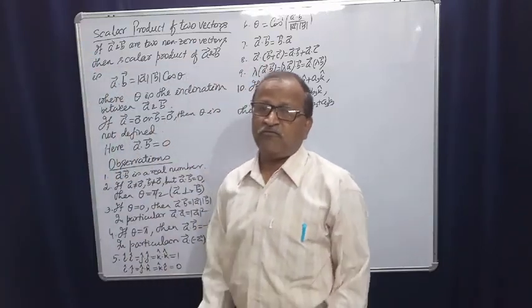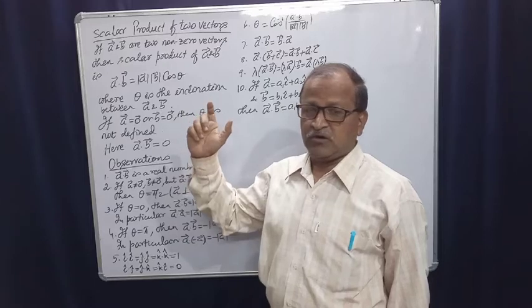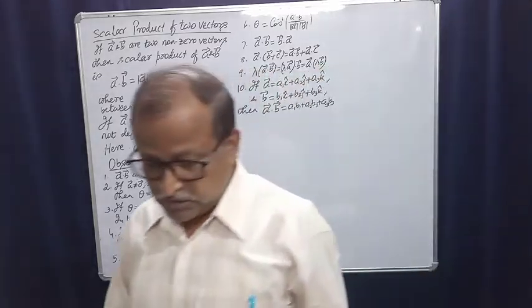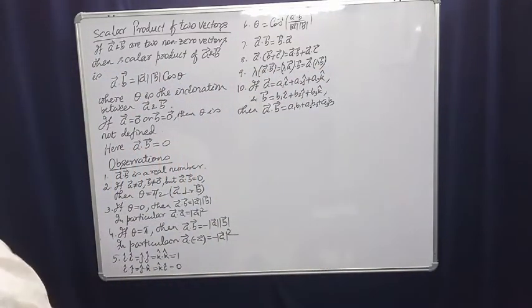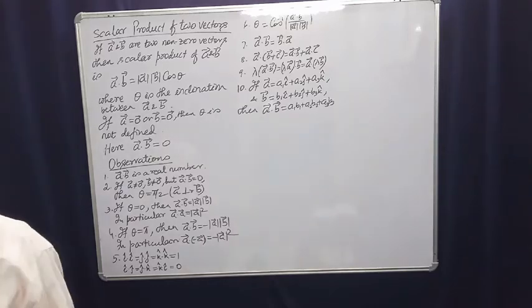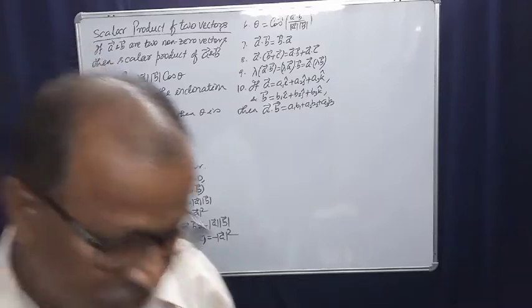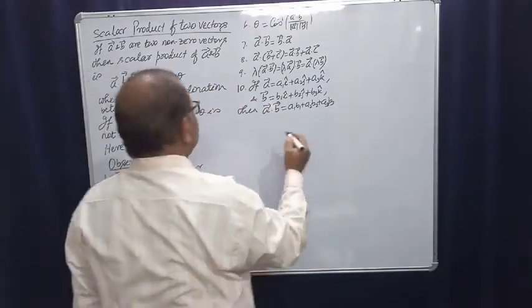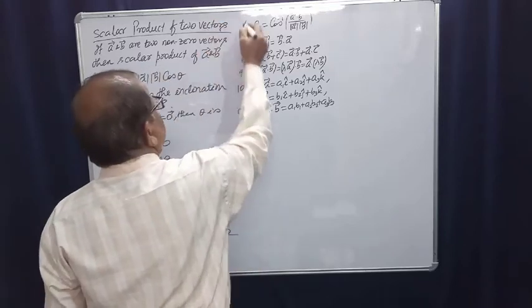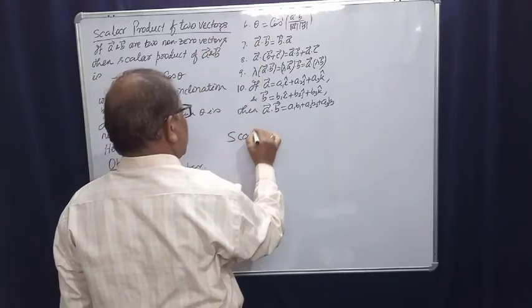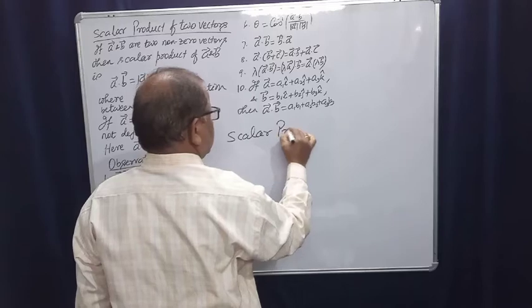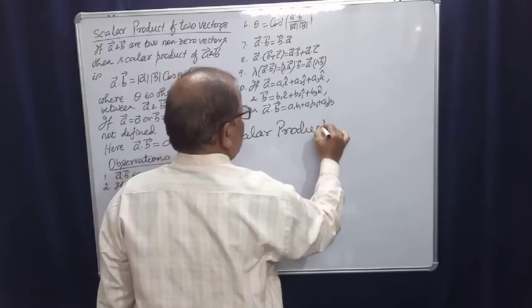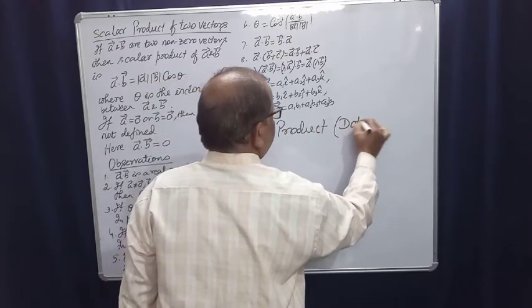Scalar product of vectors, or it is also known as dot product of vectors, right? Scalar product or dot product.